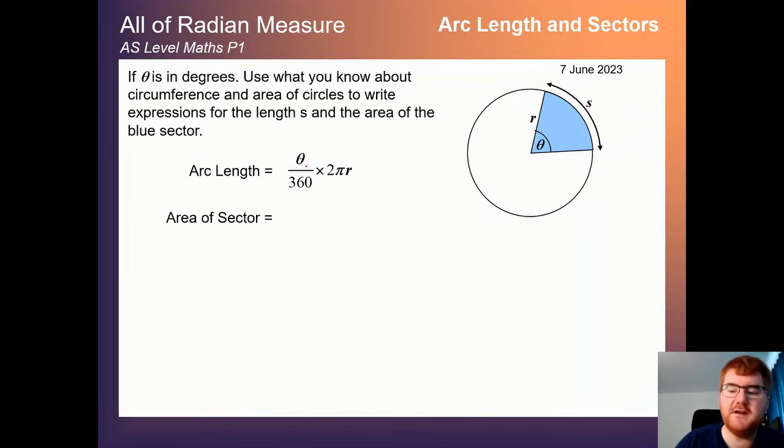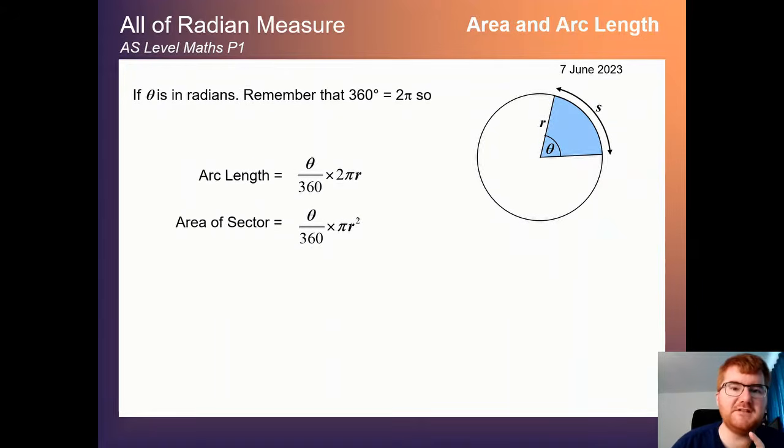We have angle divided by 360 times the area of a circle, which is pi r squared. Now, if we use our definition that we looked at before, which is that 1 radian is equal to 360 over 2 pi degrees, and rearrange this slightly by multiplying by 2 pi on both sides, then 360 degrees is equal to 2 pi radians, an important exact value you need to know.